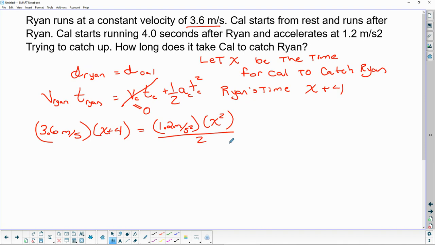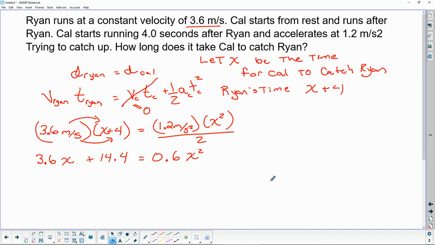Because there's a squared term in there. So we're going to expand out our left side, and simplify what's in front of the x squared by dividing by 2. I'm going to leave out the meters per second and the meters per second squared, because everything's going to work out to seconds. So 3.6x, and then 3.6 times 4 is 14.4, equals 0.6 x squared.